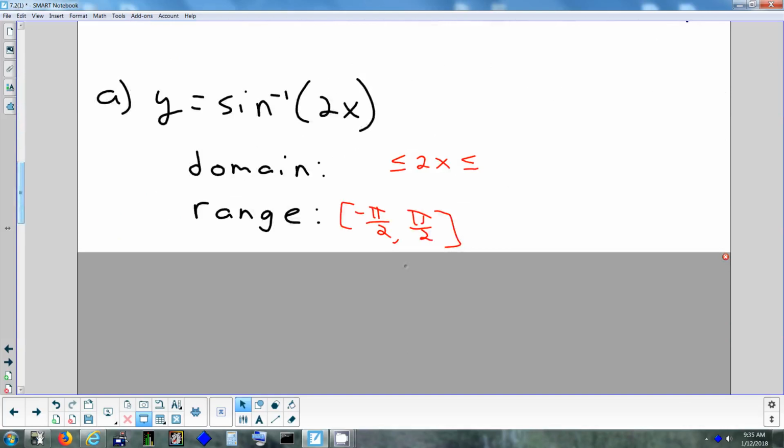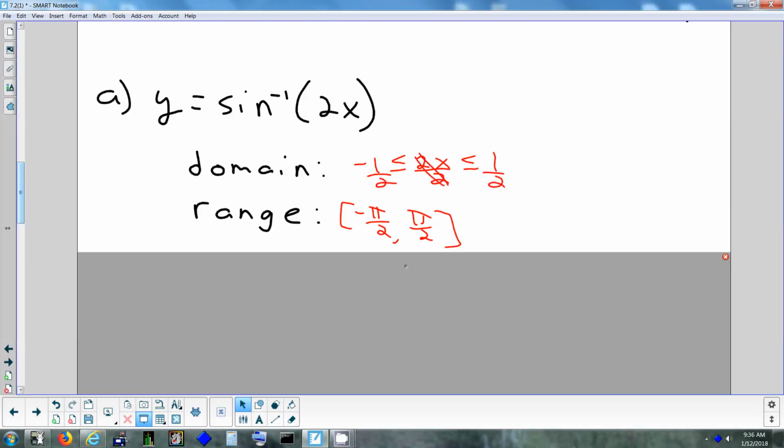Okay. What's the domain of inverse sine? The original domain. Yep. It's negative 1 to 1. And now how would I get x by itself there? What would I have to do to all three parts? Divide everything by 2.